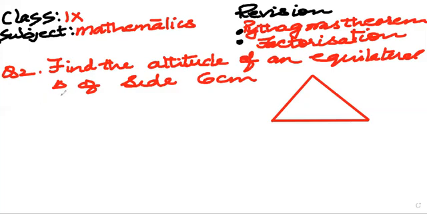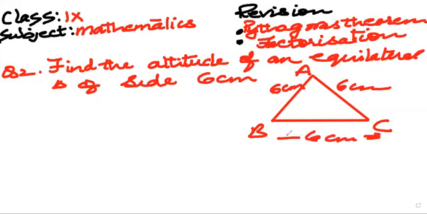Now children, in question number 2, you have to find the altitude of an equilateral triangle of side 6 centimeter. So children, this is your equilateral triangle. And in an equilateral triangle, all the sides are equal, you know that. If this is 6 centimeter, this is also 6, and this one is also 6 centimeter. Okay, so now you have to find the altitude.